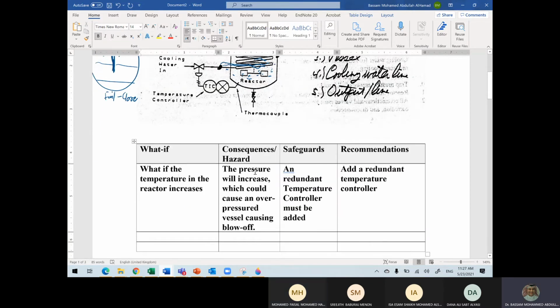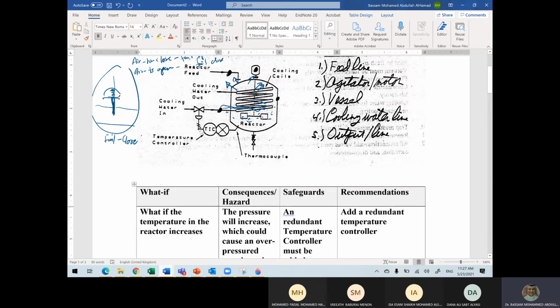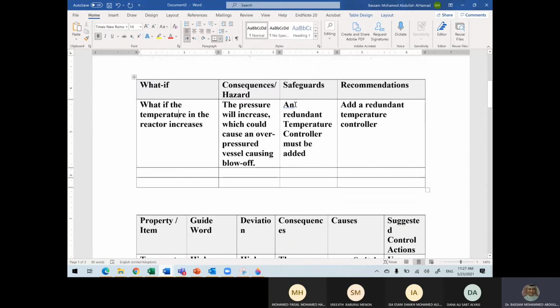The consequences, the temperature will run away in the reactor, causing higher pressure because the cooling water is not working, of course.